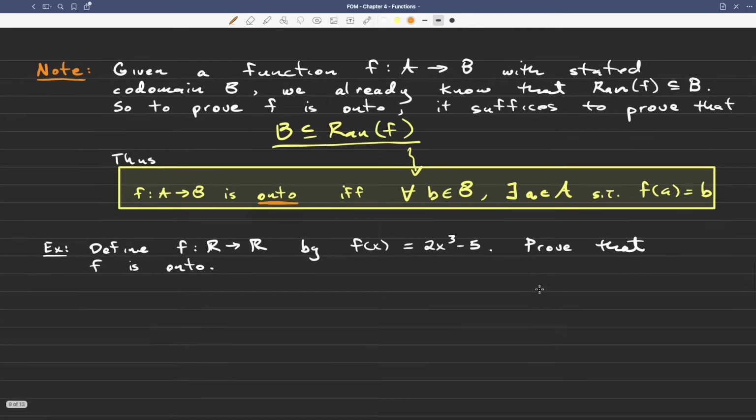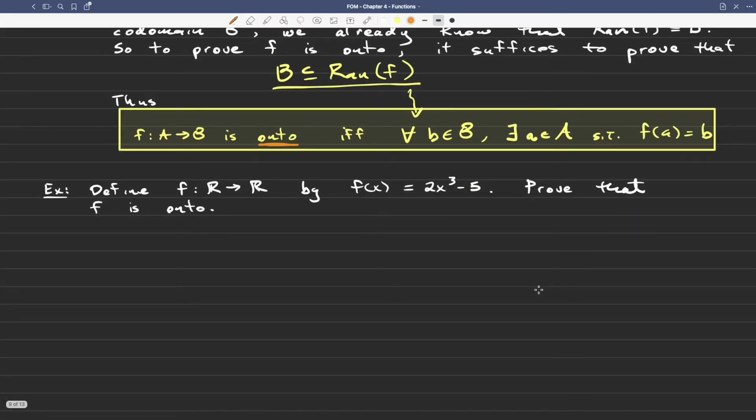So let's use that new form of the definition that I have in the box there to prove that the function below is onto. The function we have here is 2x cubed minus 5, and it's being defined from the reals to the reals. We're wanting to show that this function is onto R. That's the codomain there, right?